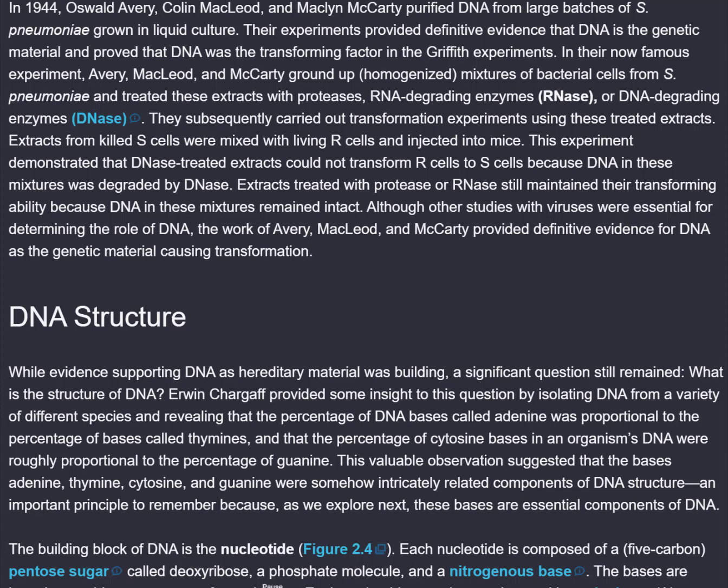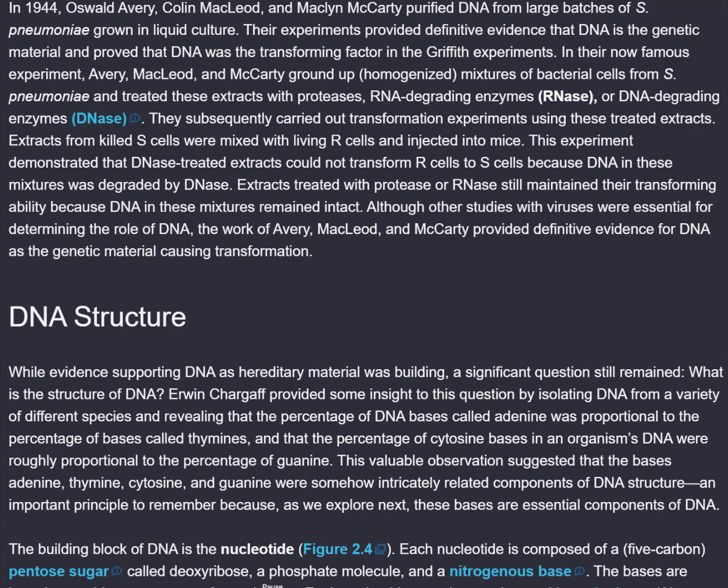In their now famous experiment, Avery, MacLeod, and McCarty ground up, homogenized, mixtures of bacterial cells from S. pneumoniae and treated these extracts with proteases, RNA-degrading enzymes, RNase, or DNA-degrading enzymes, DNase. They subsequently carried out transformation experiments using these treated extracts. Extracts from killed S cells were mixed with living R cells and injected into mice.